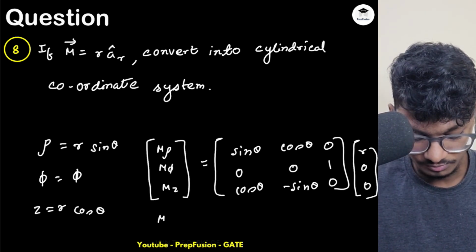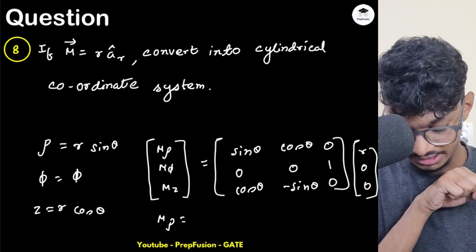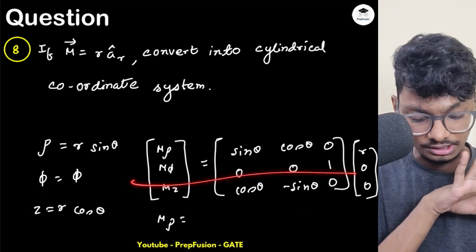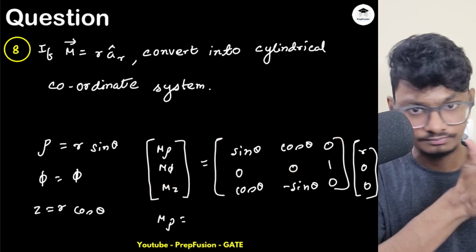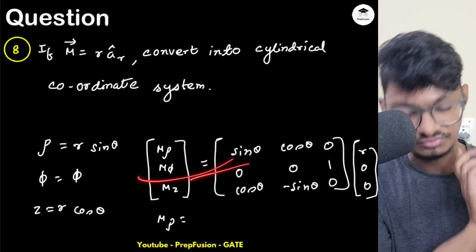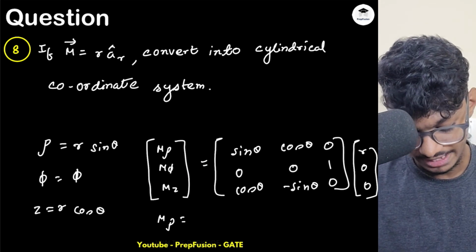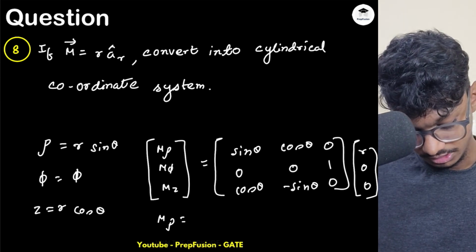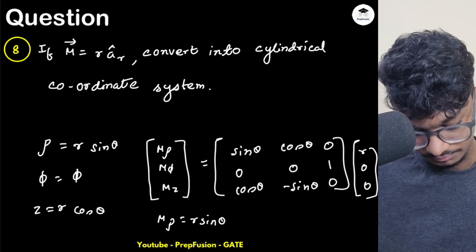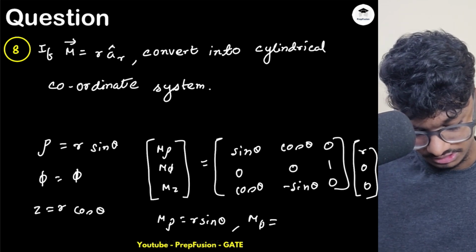So simply my M rho will be... now if it was the other way around, if let's say M rho, M phi, M z was given, then you would have first written this, then you would have taken the transpose of this, then again written the correct relationship. So that's how you follow. Just remember this one thing, and from this base you derive all the other things. So M rho is r sin theta, M phi is simply 0.